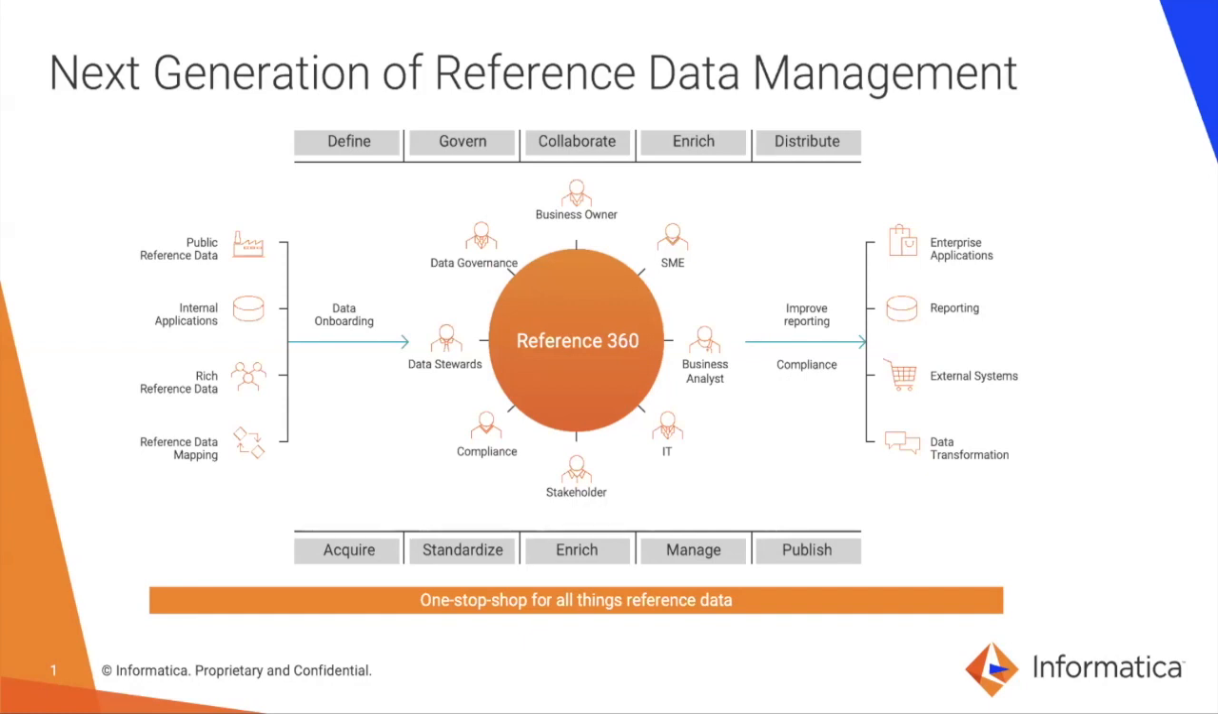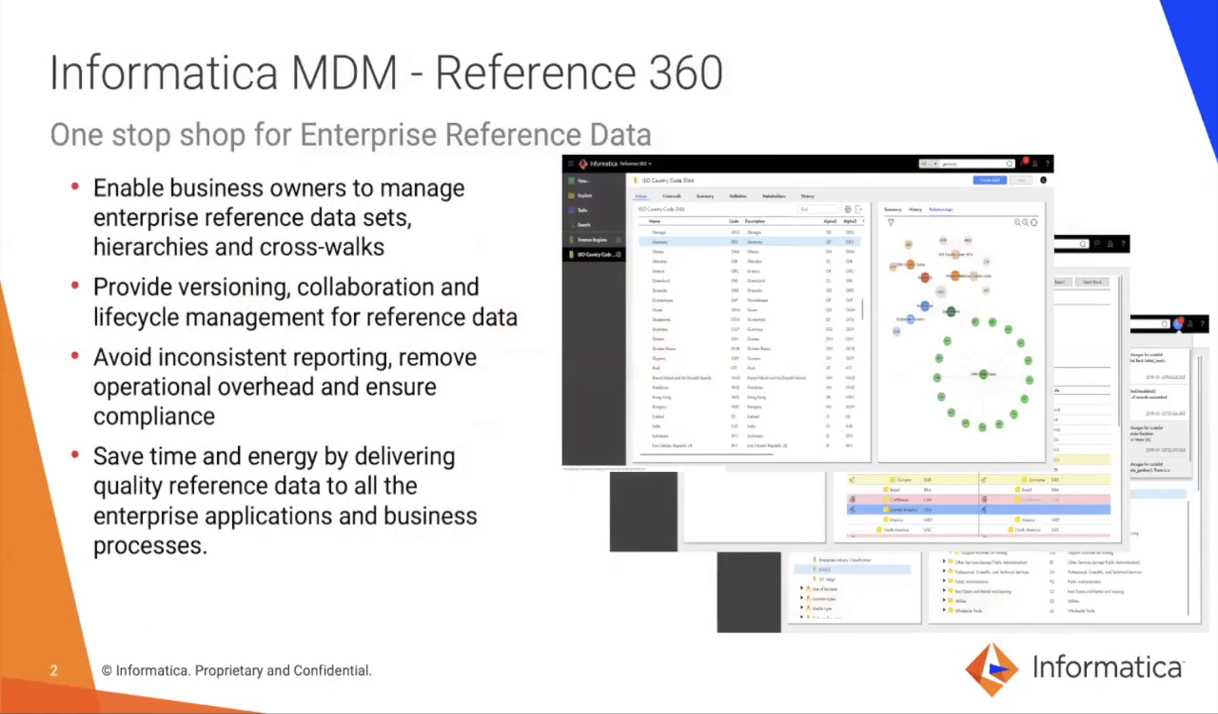What are the features of Reference 360? So you can manage enterprise reference data, also hierarchies and crosswalks. With crosswalks, what we mean is translation tables between data from one system to another system. You can also collaborate on reference data, and we provide lifecycle management for the reference data. And with managing reference data in Reference 360, you can avoid inconsistent reporting and remove the operational overhead.